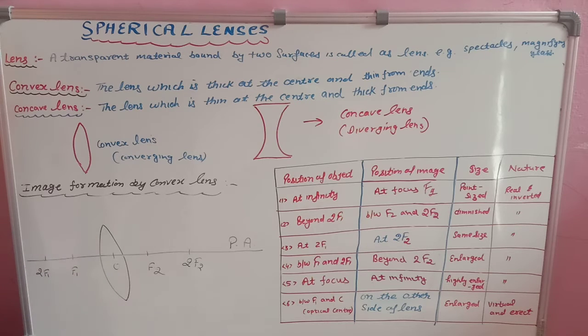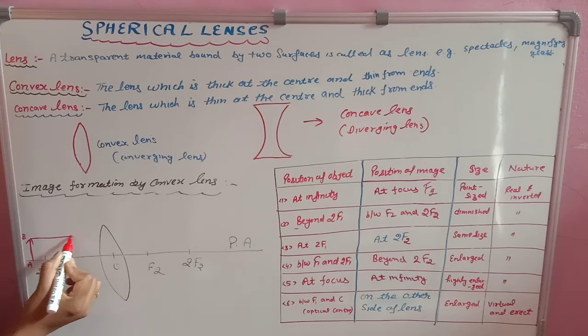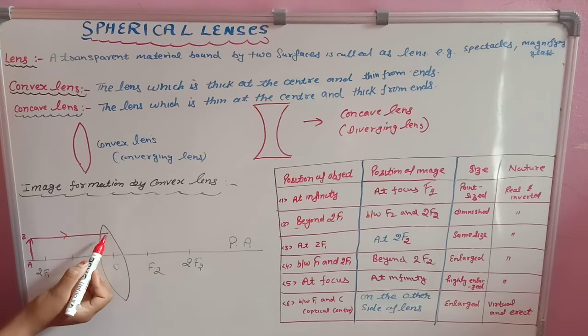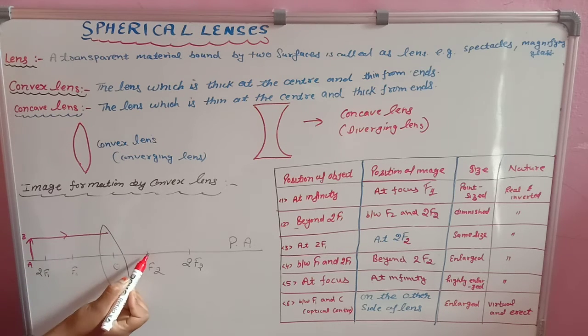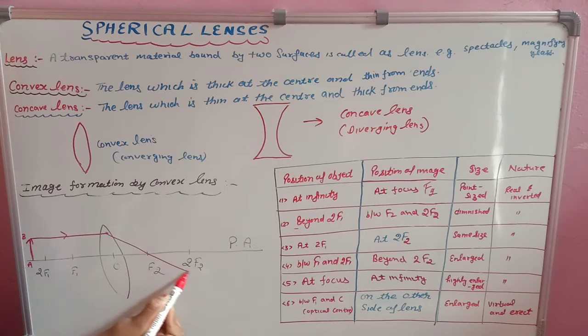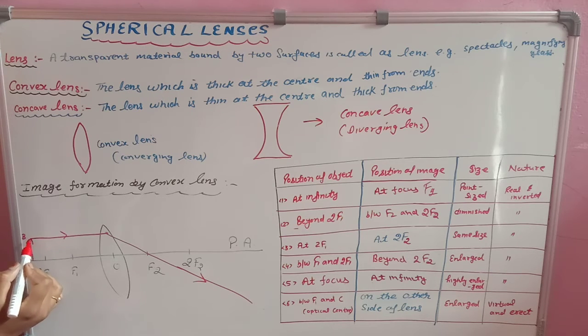Now just see, where is your object? Object is beyond 2F1, means 2F1 se pare. So this will be your straight line, and name I'm giving to it A, B. First ray will go straight. That will reach at the center, then you have to draw a straight ray which will always pass through 2F2. You have to draw these straight rays like this. Second ray will go to center, and you know that where my image is formed, between F2 and 2F2.